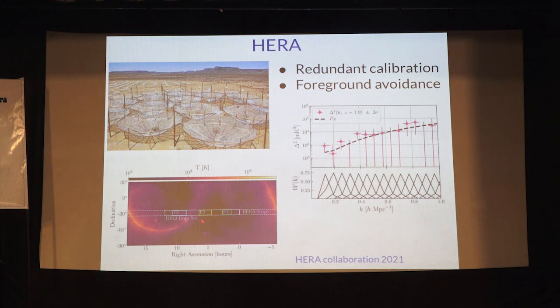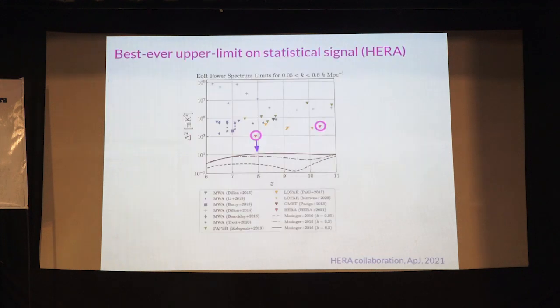they choose 3 observing fields which are free from the foreground. This is the galactic plane, and these are the 3 regions of the sky which are free from the foreground, and they put some upper limit in their observation. So this is in 2021, and this is the best upper limit they got from this HERA observation.